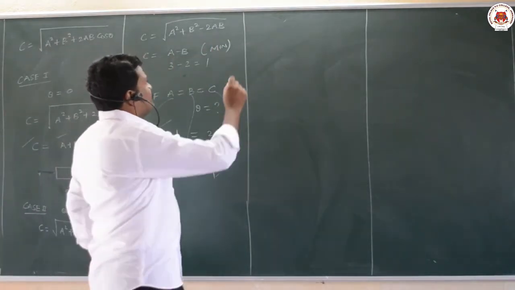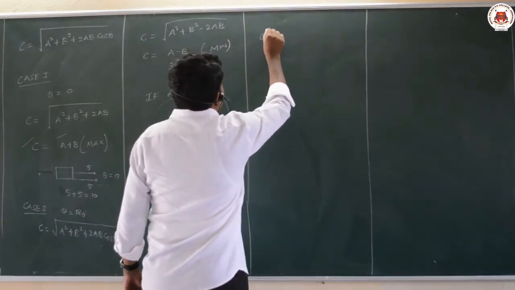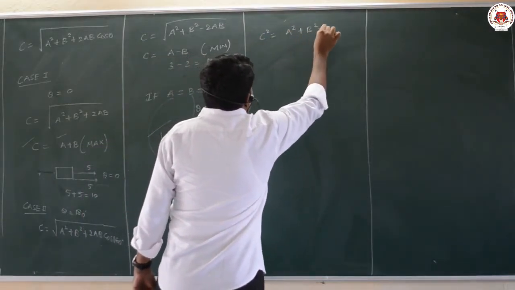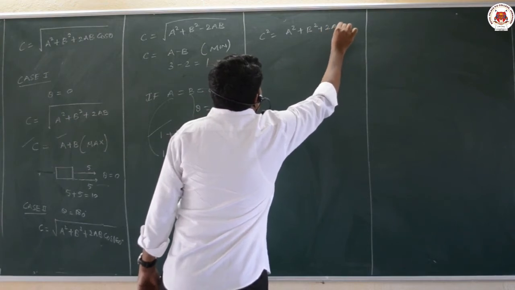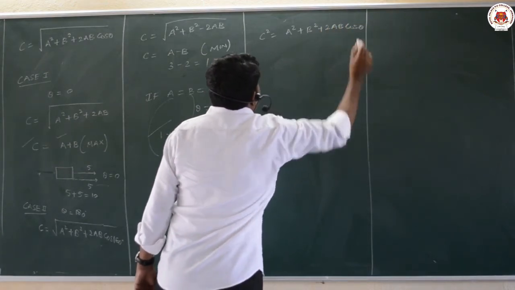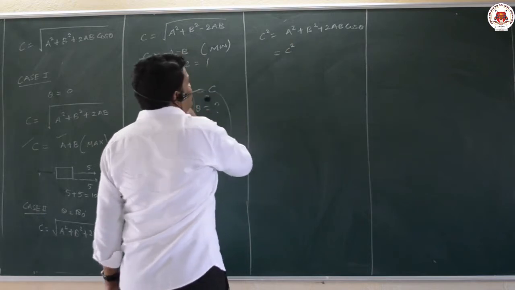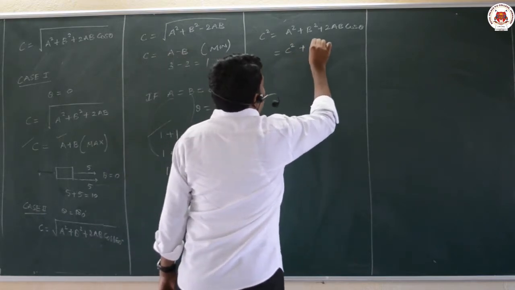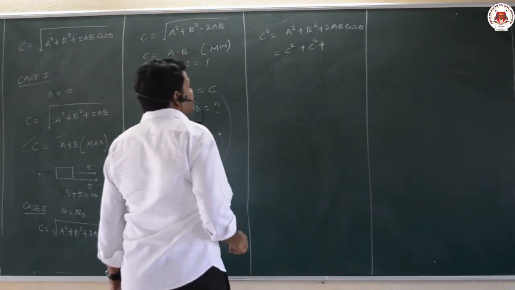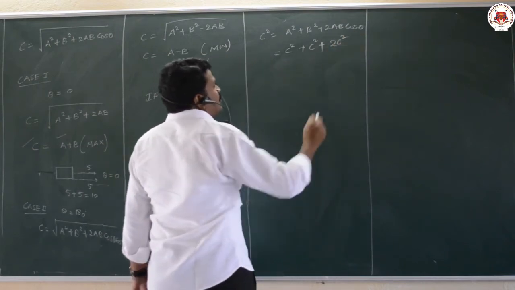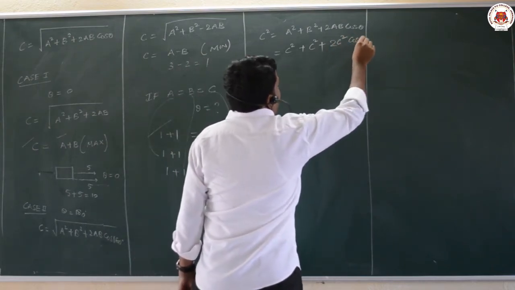So now let us just substitute. You will get c square is equal to a square plus b square plus 2ab cos theta. You can substitute a is equal to c, and b is equal to c, so we get c square.